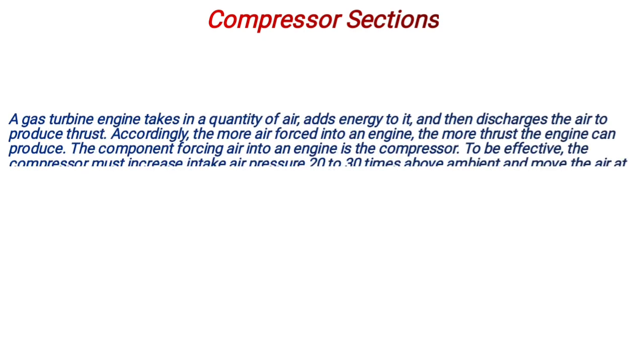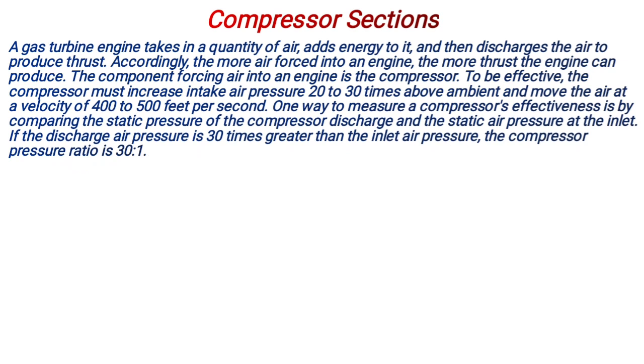Compressor section. A gas turbine engine takes in a quantity of air, adds energy to it and then discharges the air to produce thrust. Accordingly, the more air forced into an engine, the more thrust the engine can produce. The component forcing air into an engine is the compressor. To be effective, the compressor must increase intake air pressure 20 to 30 times above ambient and move the air at a velocity of 400 to 500 feet per second.